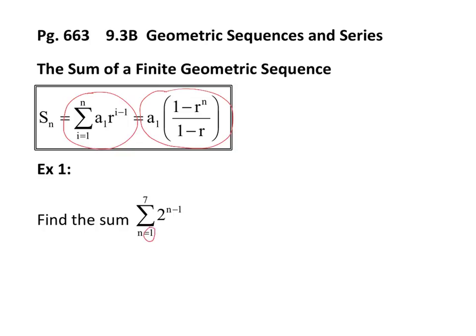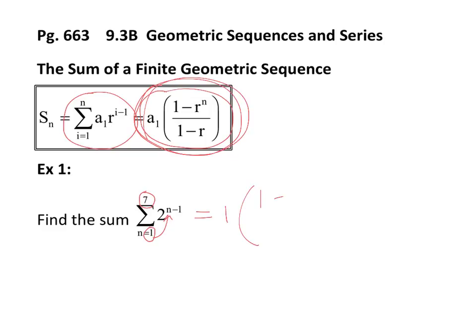Alright, so for example, when it says find the sum, we have our sigma notation here once again. And I'm starting off the first value of 1, and I go to 7, so there's 7 terms total. I could take this formula and replace the sigma notation. So what is my first term? Well, if you just plug 1 in here, you get 2 to the 0th power, which is 1.